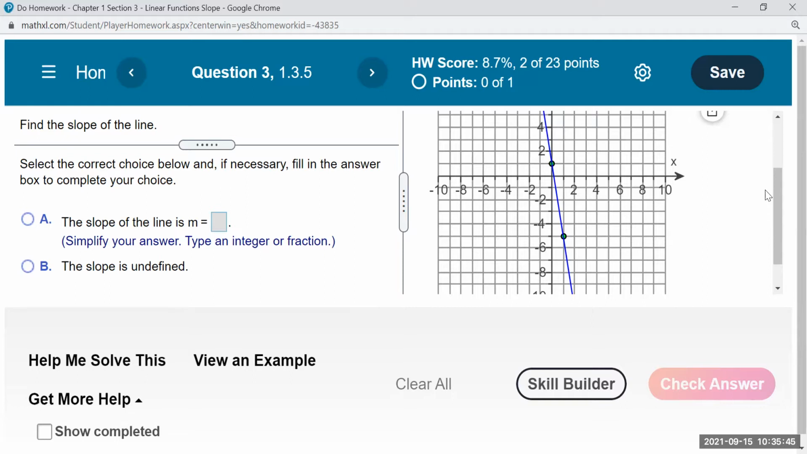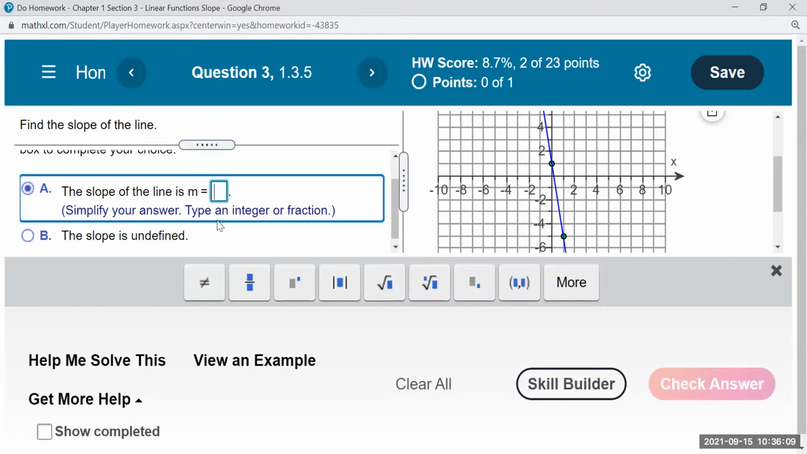Given a graph, a picture, how would you find the slope? Count. First off, is it positive or negative slope? It's negative because it's going down. As we read left to right, it's going down. So it's a negative slope.